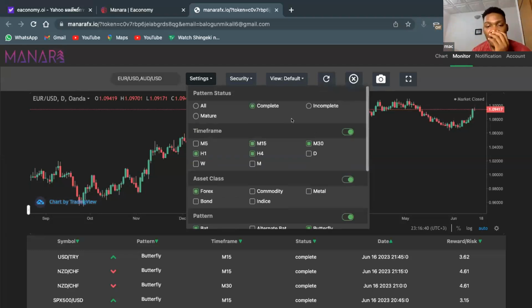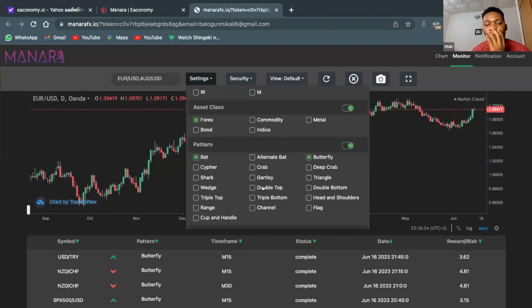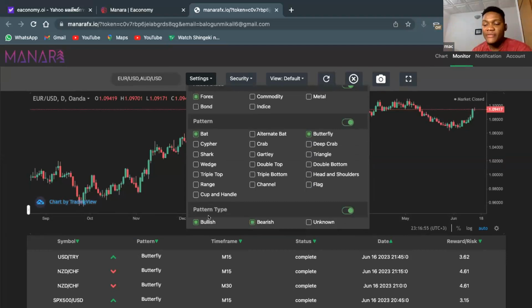Let me recap over this again. Leave it on complete, leave it on MT4 and MT5. Sorry, 15 minutes, 30 minutes, 1 hour and 4 hours. When you come to assets, leave it on Forex. When you come to patterns, leave it on bat and butterfly, and then pattern type, leave it on bullish and bearish. Right? Leave it on bullish and bearish.